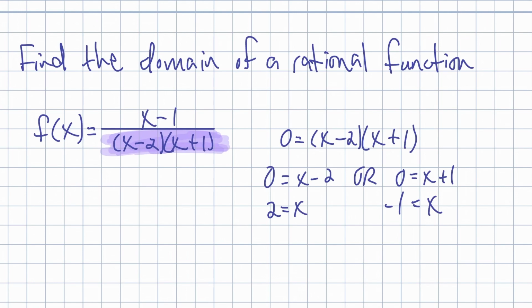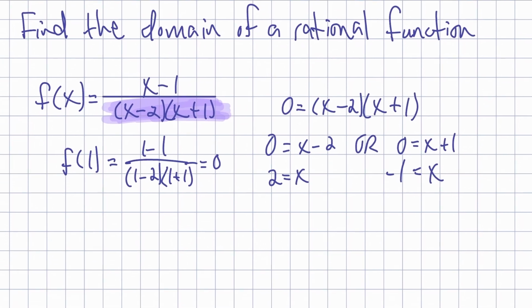And for a rational function, this is the only thing you have to check for. You don't have to worry about, well, what if the top is 0? No, that's not going to be a domain issue. If the top is 0, that's fine, right? If you plug in 1, like f of 1, well, you'll have 1 minus 1, which is 0 on top. And on bottom, you'll have 1 minus 2, which is negative 1, times 1 plus 1, which is 2. So you get 0 as a result. So the top being 0 is fine. That doesn't affect the domain.